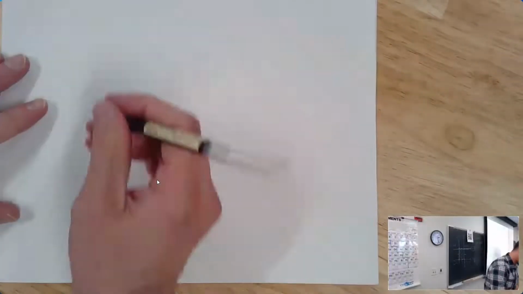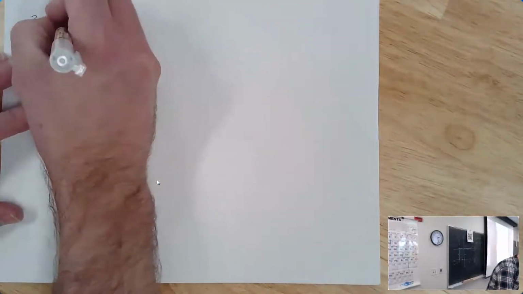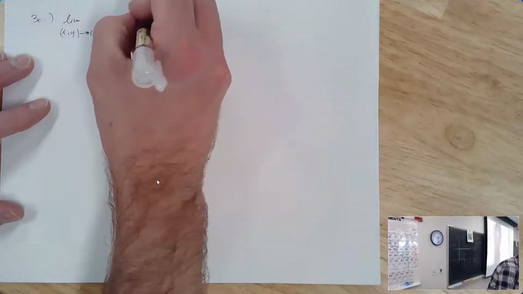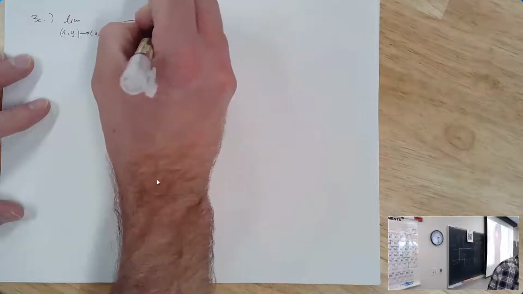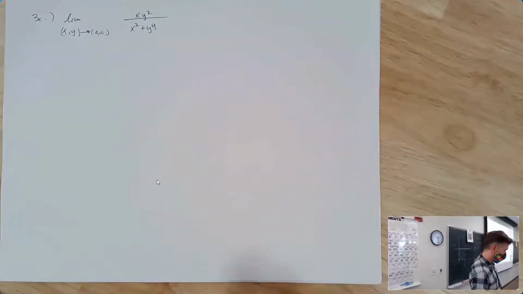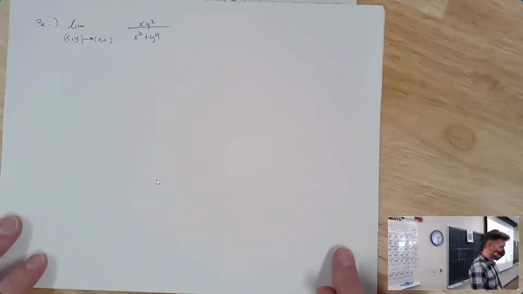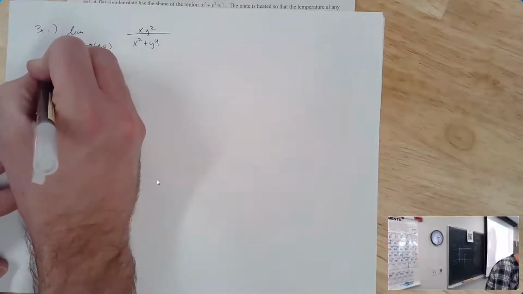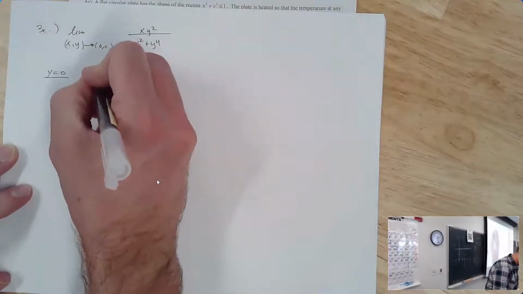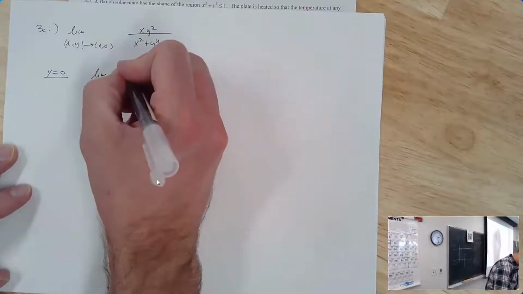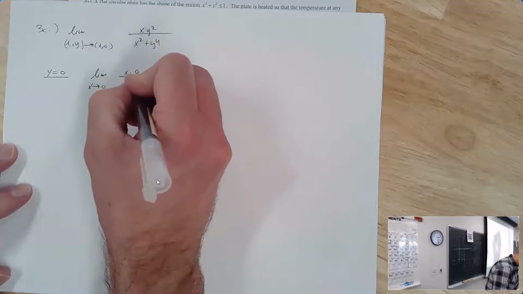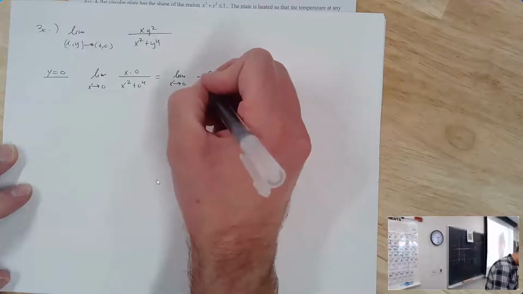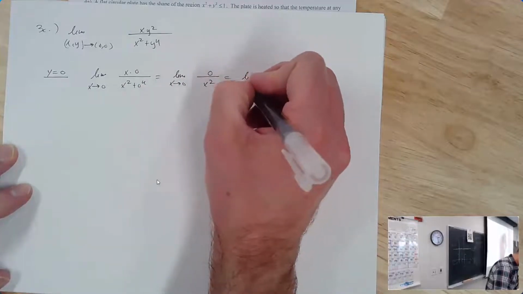The limit as (x, y) approaches (0, 0) of xy squared over x squared plus y to the fourth. And again, I'm going to take the path of least resistance, meaning the path of 0. So I'm going to let y equal 0. And I'm going to have the limit as x approaches 0 of x times 0 over x squared plus 0 to the fourth, which is the limit as x goes to 0 of 0 over x squared, which is the limit of 0, which is 0.